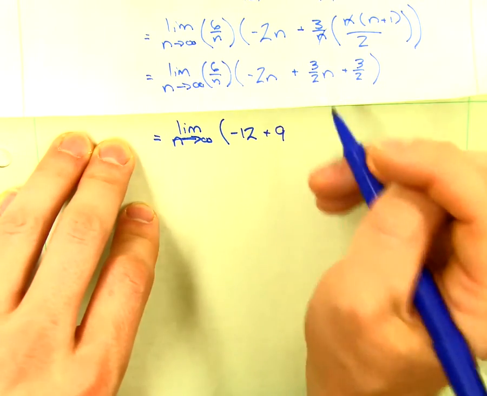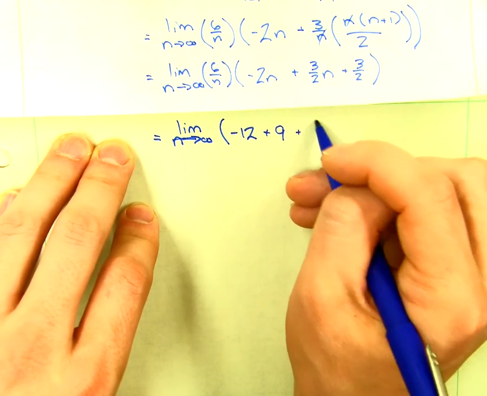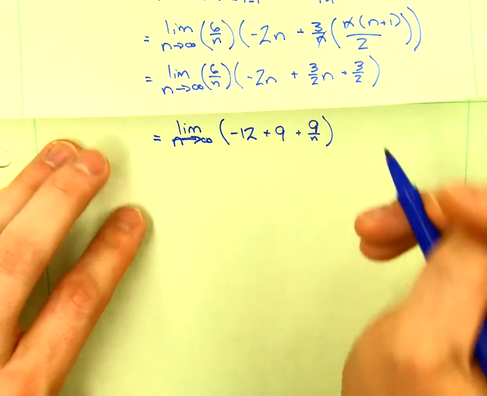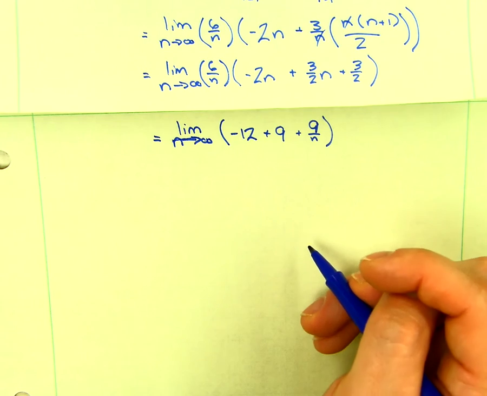And then 6 divided by n times 3 halves. This is just going to be 9 divided by n. In this case, the n stays on the bottom. There's nothing to cancel it out with this constant term.